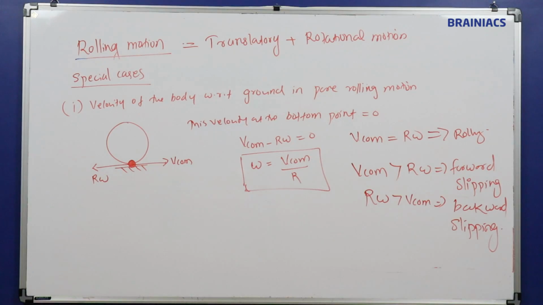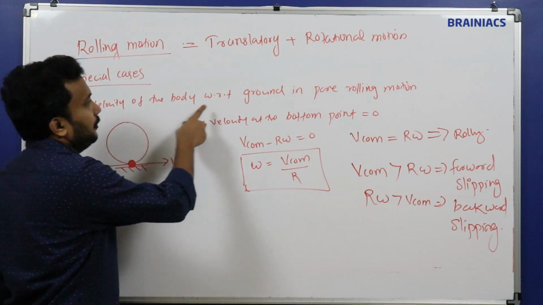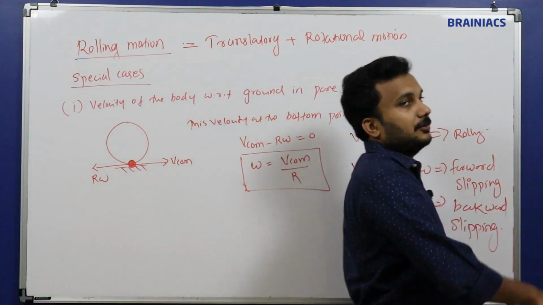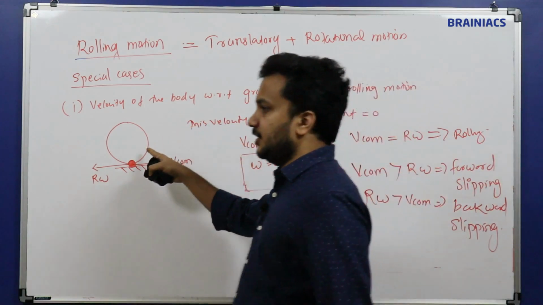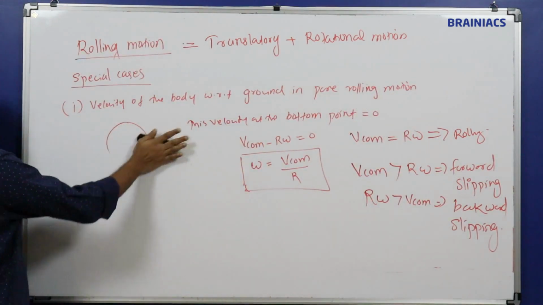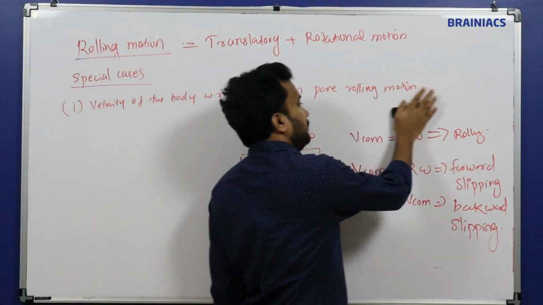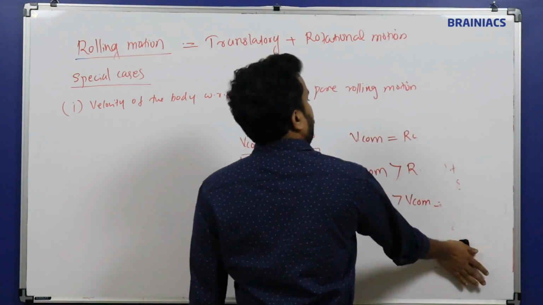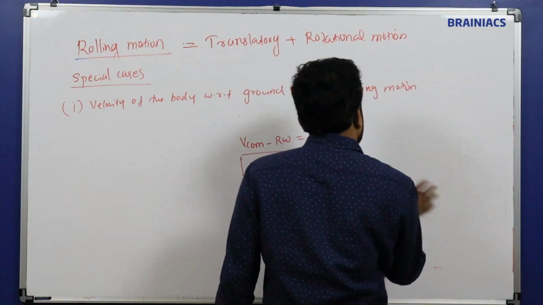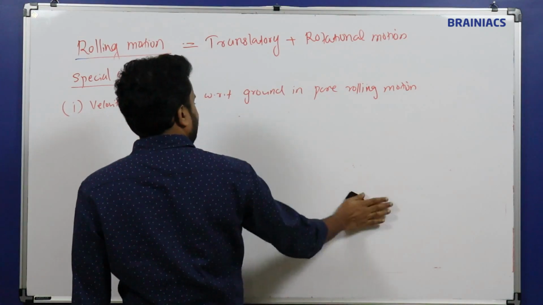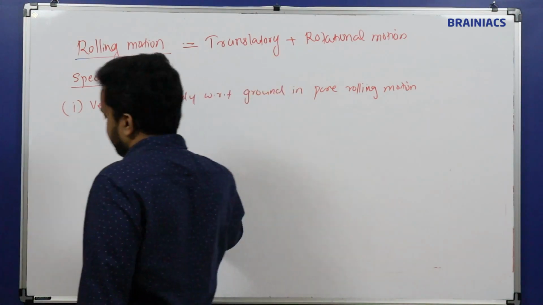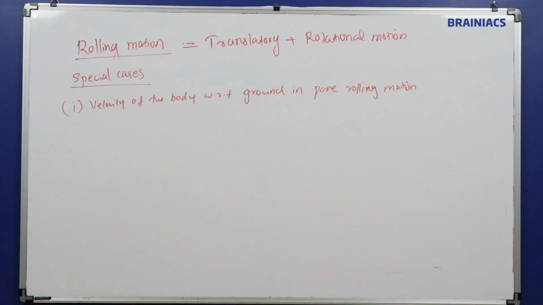Okay, fine. So velocity of the body with respect to ground in a pure rolling motion, that was the first special case. Now we are going to the second special case. These are all questions, actually ready-made questions. Whatever I am telling is a ready-made question.